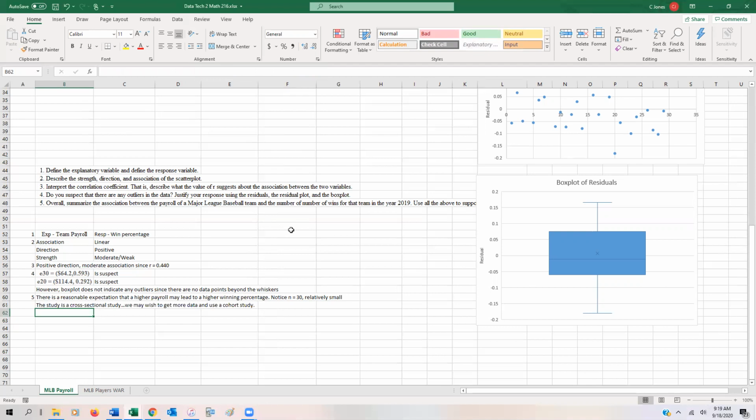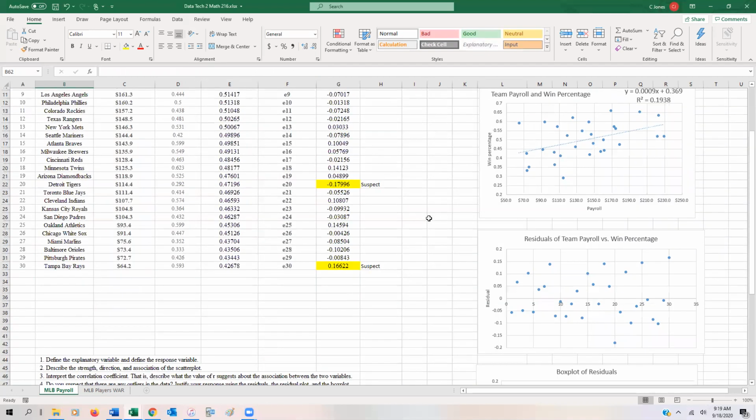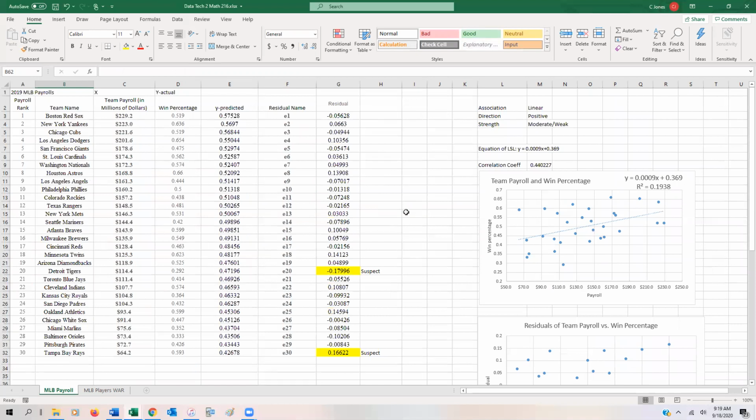So hopefully this helps you to be able to understand how to answer the questions, to use the graphs, and then to also do the mechanical parts of working with bivariate data.